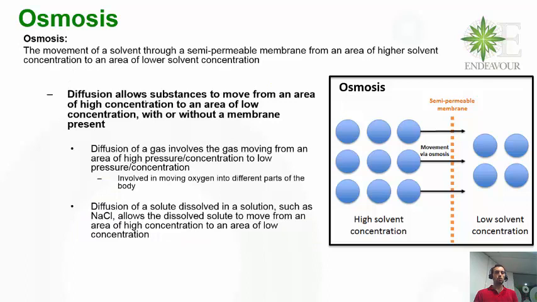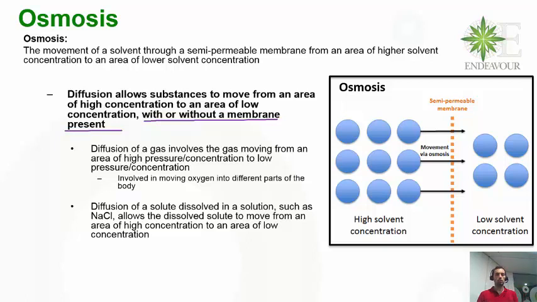So I also want to define what diffusion is, which we referred to also for the gas in the previous part of the session. Diffusion allows a substance to move from an area of high concentration to an area of low concentration. However, the key difference to osmosis is there's no movement through a membrane. This is just movement within a solution or within a particular compartment, not moving through a membrane.